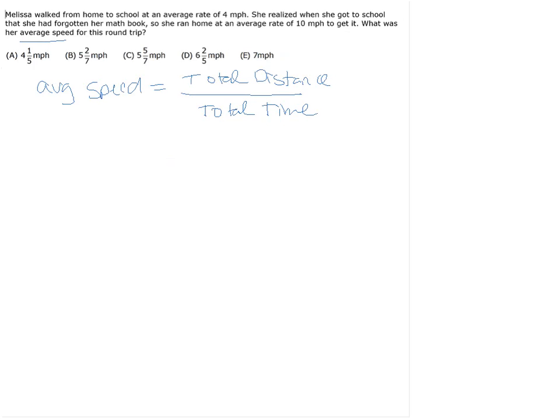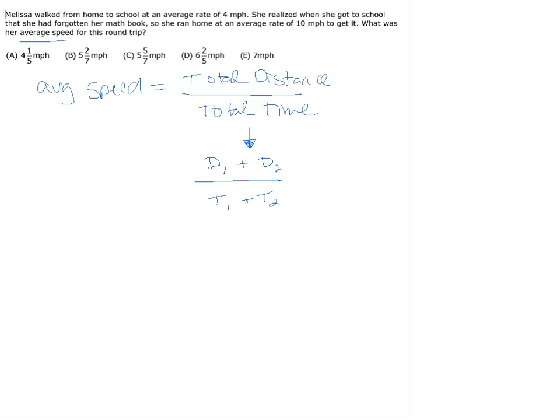Now, it's helpful to elaborate on this formula a little bit further. And what I mean by that is the total distance in a scenario like this problem would be d1 plus d2 divided by t1 plus t2, right? Because we have two distances and we have two times that are associated with those distances.